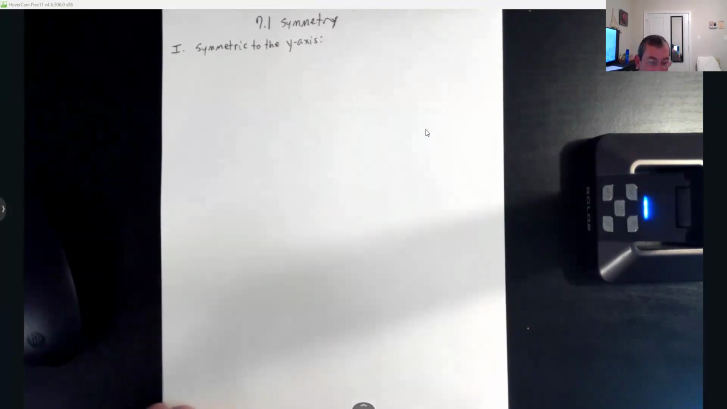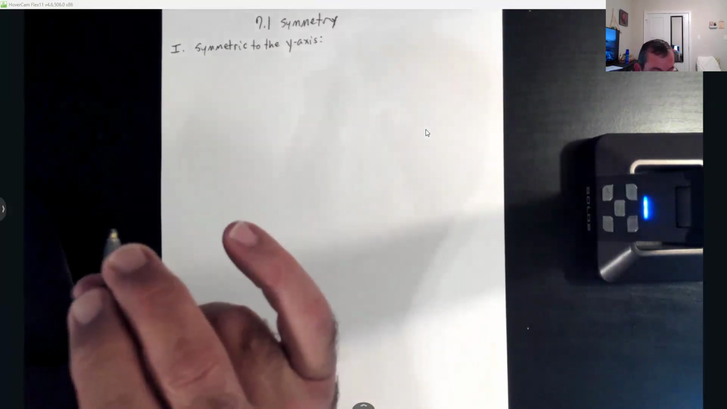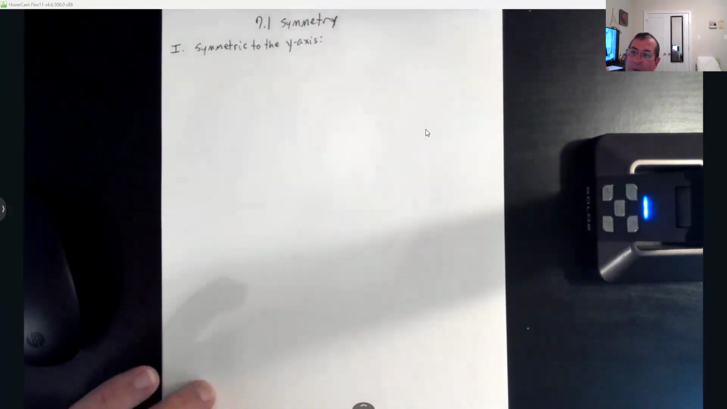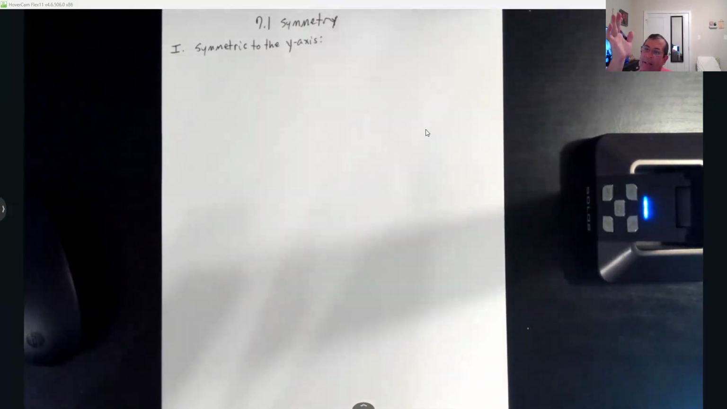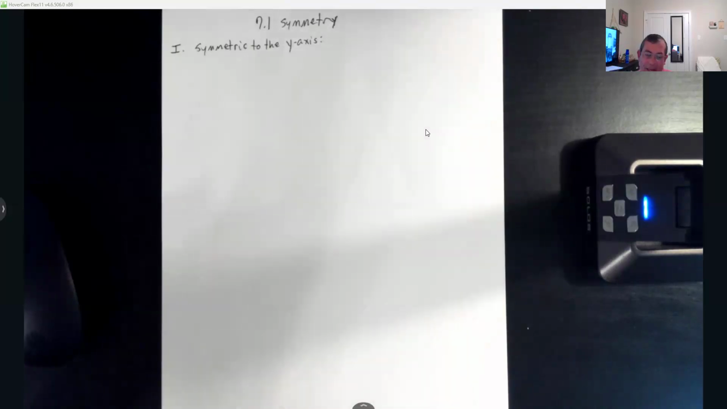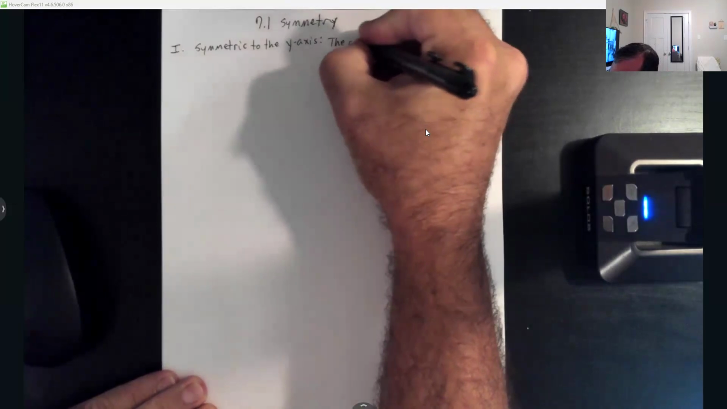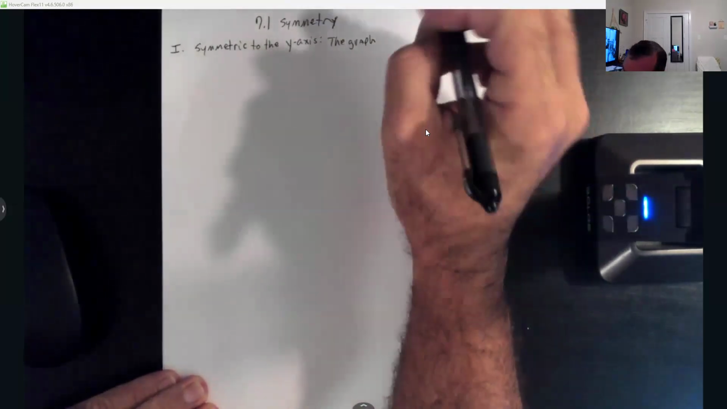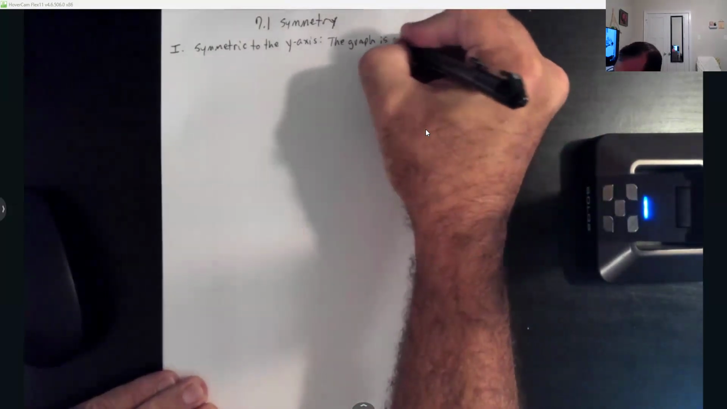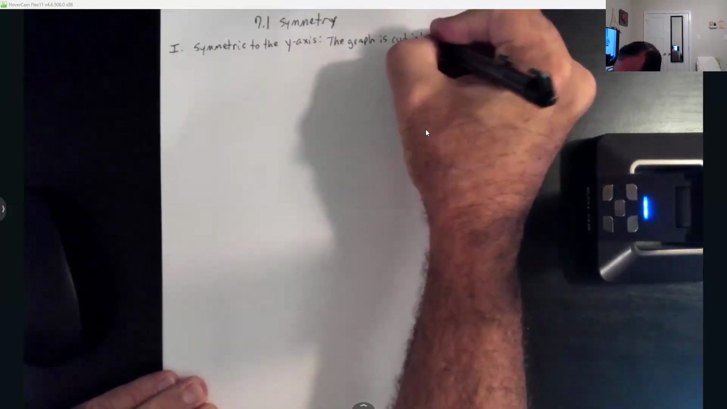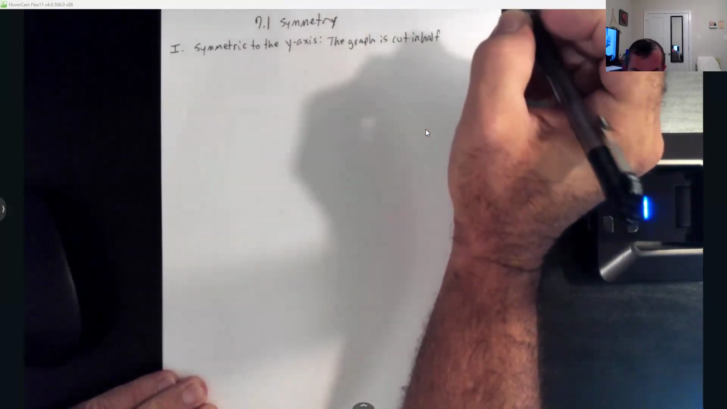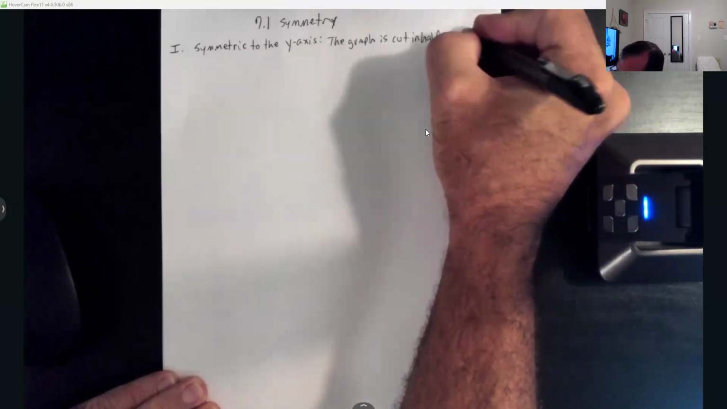All right, y'all, so symmetric to the y-axis. So this is when the y-axis cuts a graph in half. So the graph is cut in half by the y-axis.